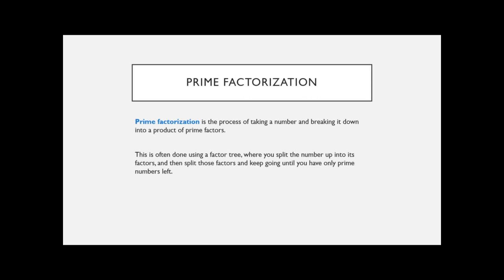So your answer is a product of primes, which is just your resulting prime numbers multiplied together. Since product means multiplication, so we're multiplying primes.